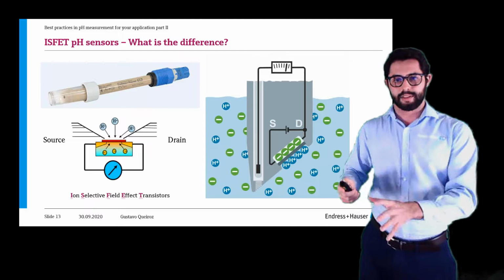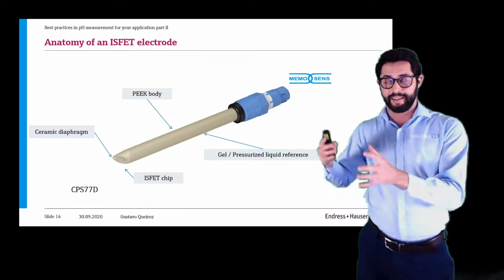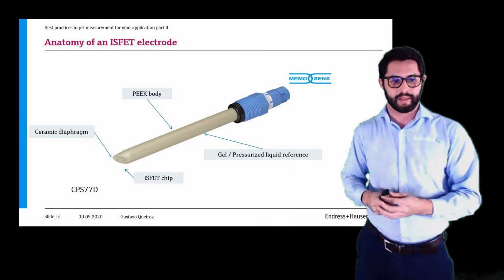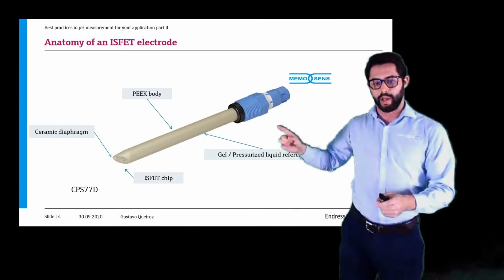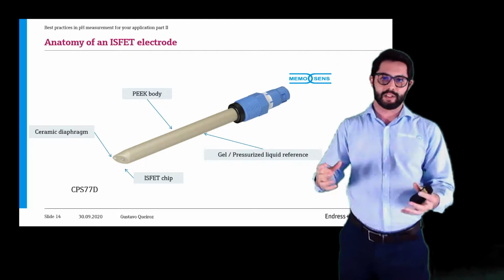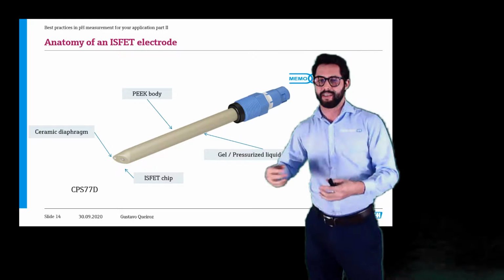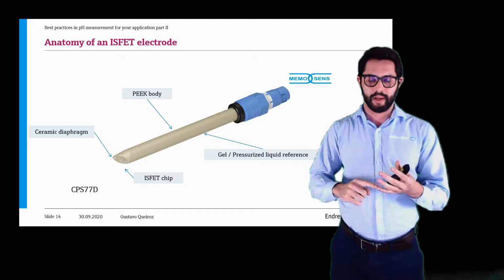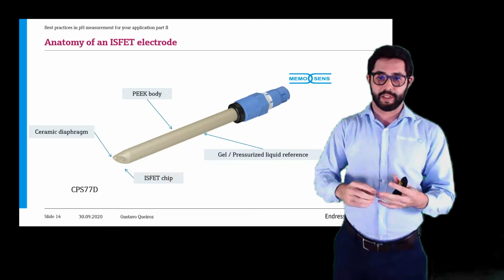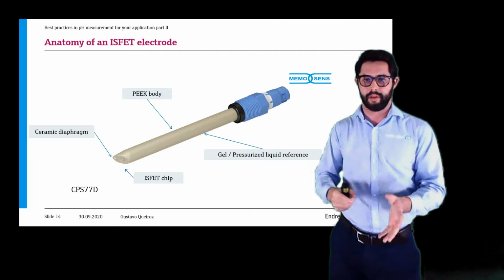This is not the only advantage of the ESFET electrodes. We have a second one, which is the plastic body. Instead of using a glass body, we have a polymer body called PEEK, which is a very strong material, mechanically and chemically speaking. NASA used to use this kind of material in their spaceships.